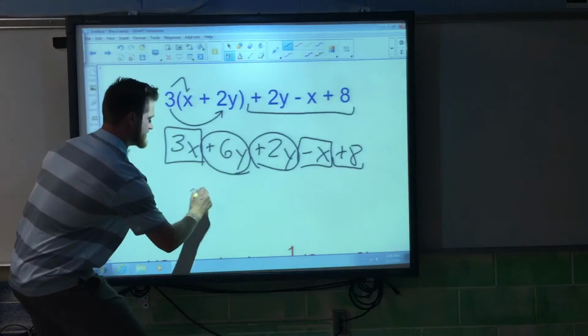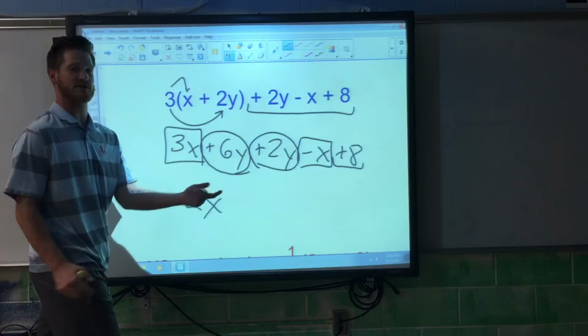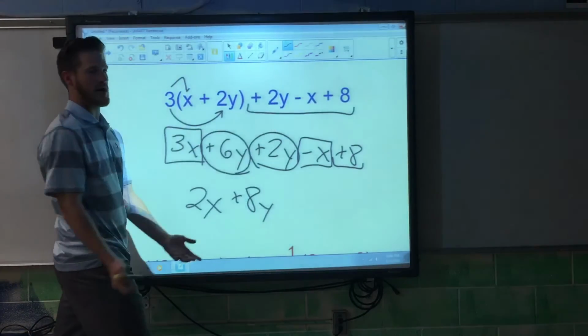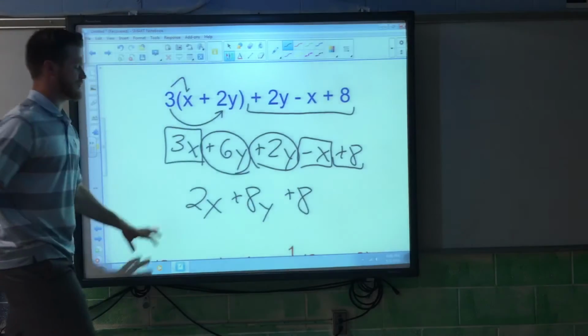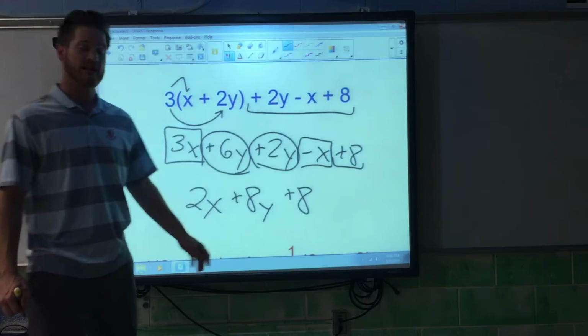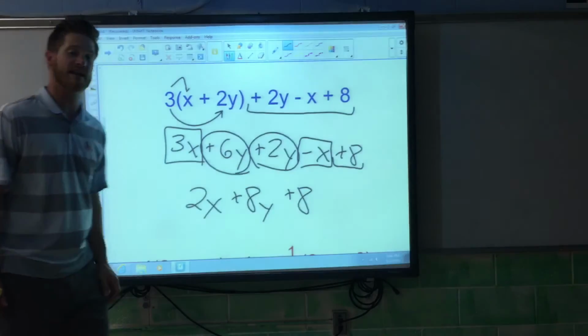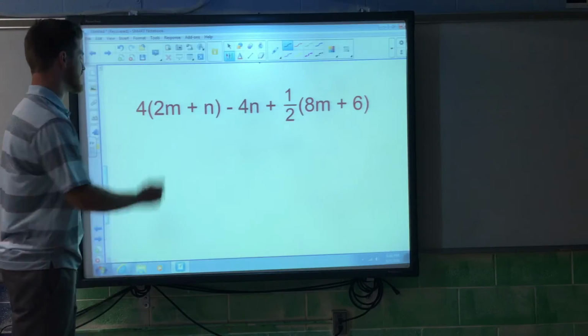3x minus x gives me 2x. Positive 6y, positive 2y, 6 plus 2 is 8y. And the guy by himself, we just drop down, he can't combine with anything else, plus 8. Rearrange this any way you'd like, but make sure that the 2x is positive, the 8y is positive, and the 8 is also positive. Last but not least, a little more work.